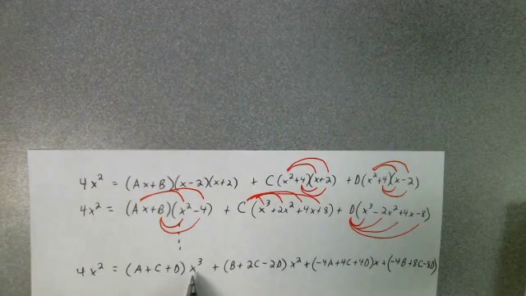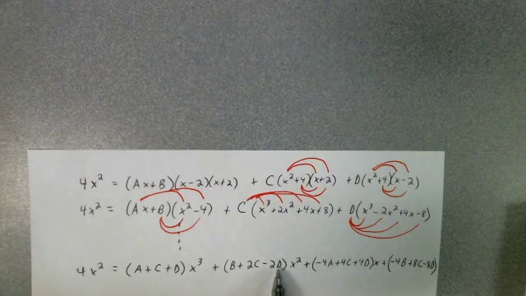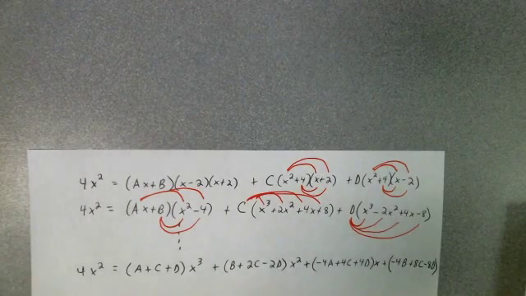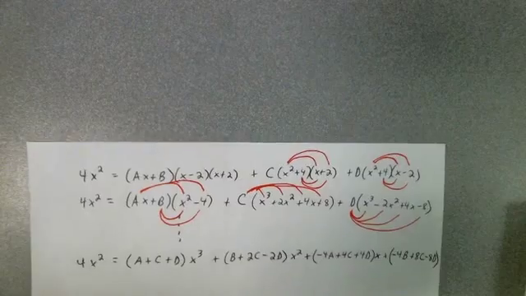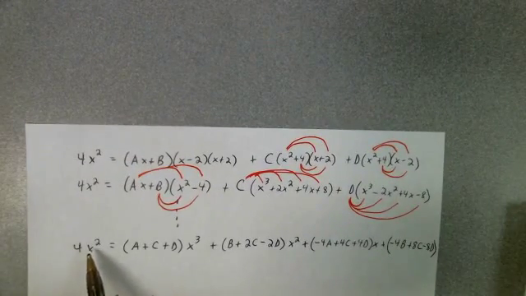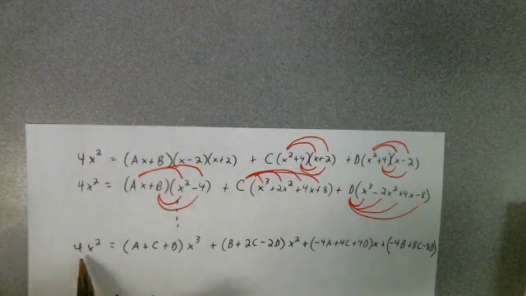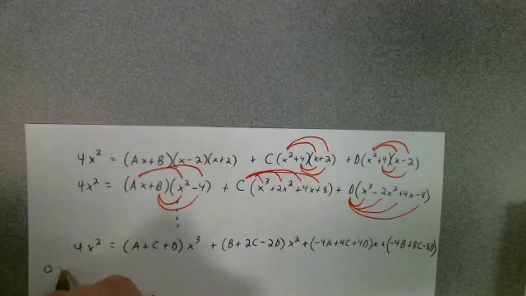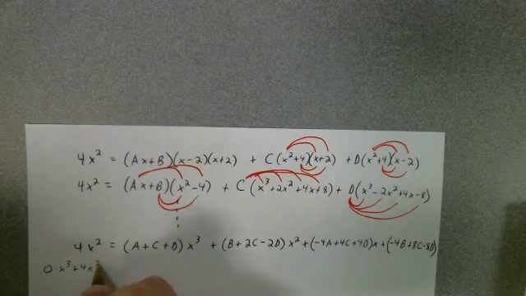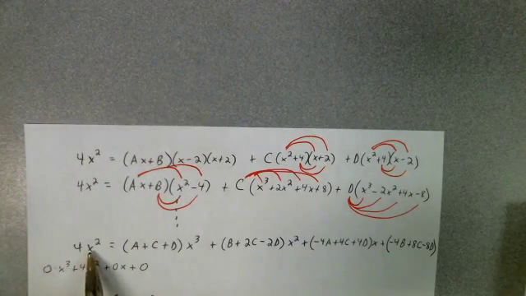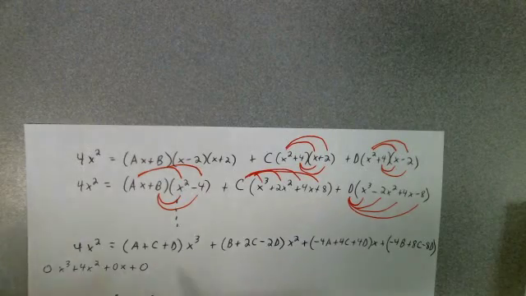So you could collect everything with an x cubed in it and factor out an x cubed. You could collect everything with an x squared in it and factor out an x squared. Everything with an x in it, factor out the x. And then you have your constant left over. Okay, why was this helpful? Well, we have a polynomial on the left side of this equation, and it equals this polynomial on the right side of the equation. Rewrite this polynomial on the left side as 0 times x cubed plus 4x squared plus 0x plus 0. So this polynomial, it's the same as this one.